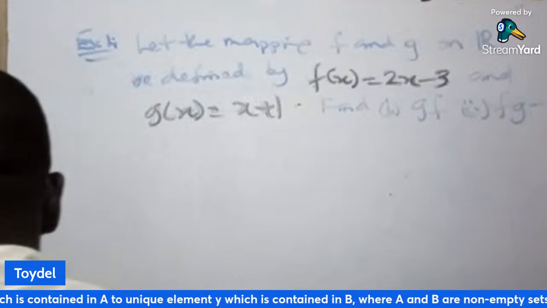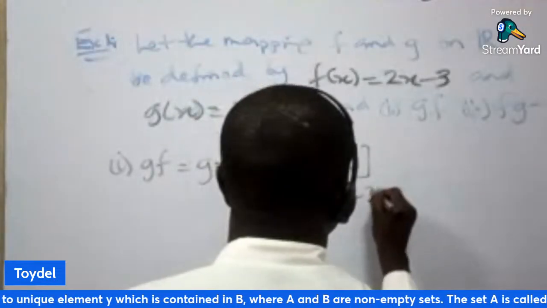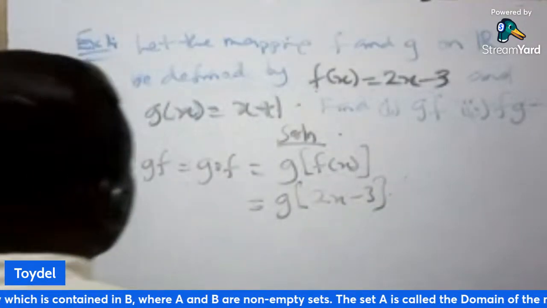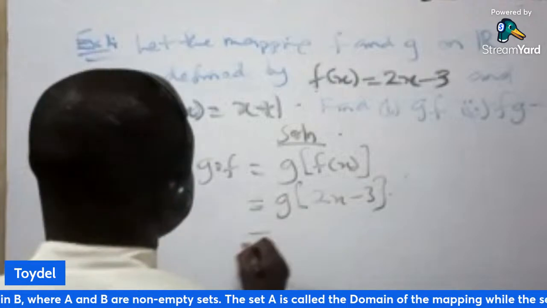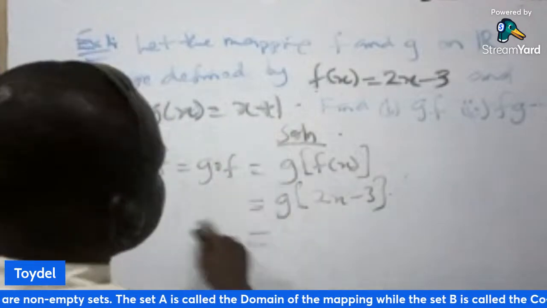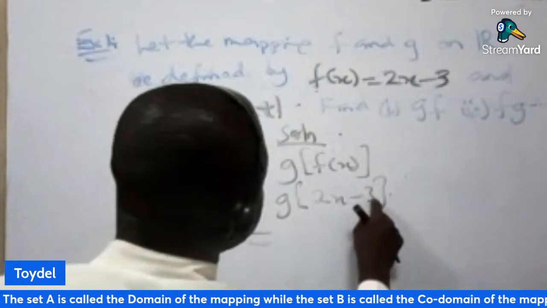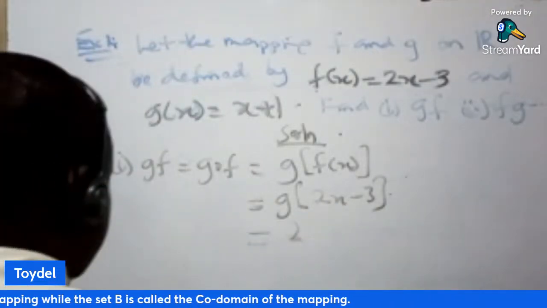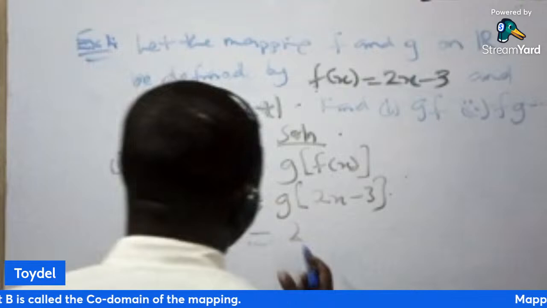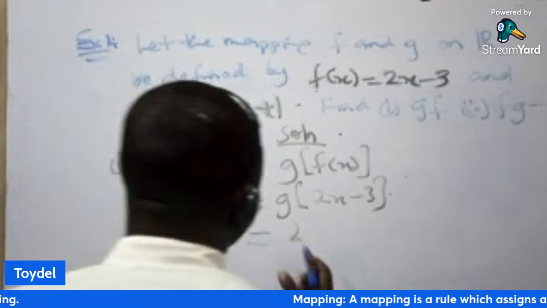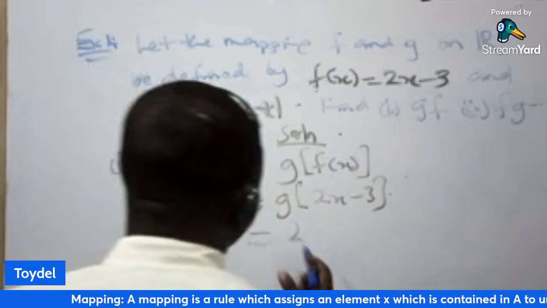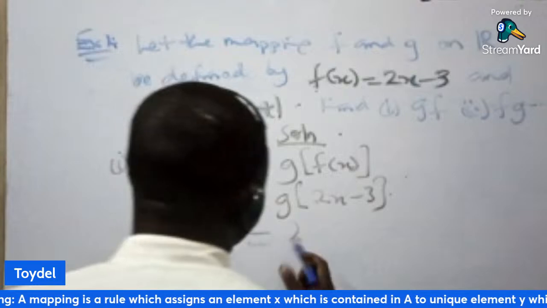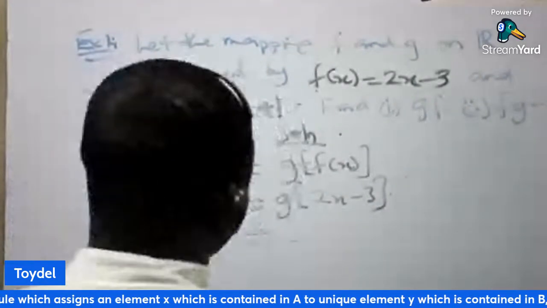G is acting on F of X, which is 2X minus 3. Okay, so if you look at G, what is G? G of X is X plus 1. So G of 2X minus 3 will be 2X.